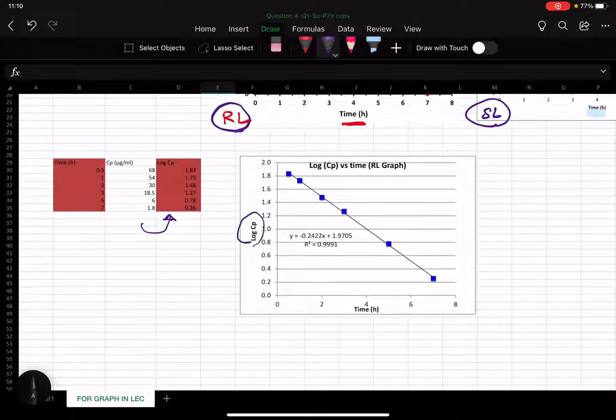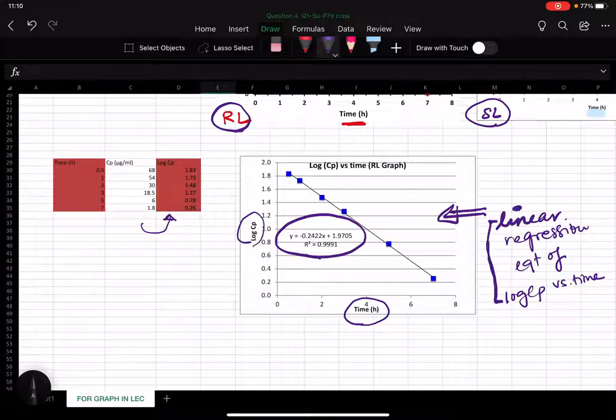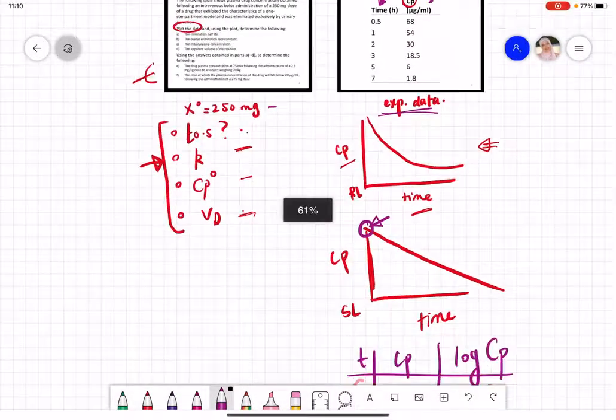So what I did here, I just drew log CB versus time, and we did a linear regression to get this equation, which is the linear regression equation of log CB versus time. Okay, so I may give you the profile and give you the equation with it, or I may give you in the question or show you this as words, just linear regression equation of log CB versus time.